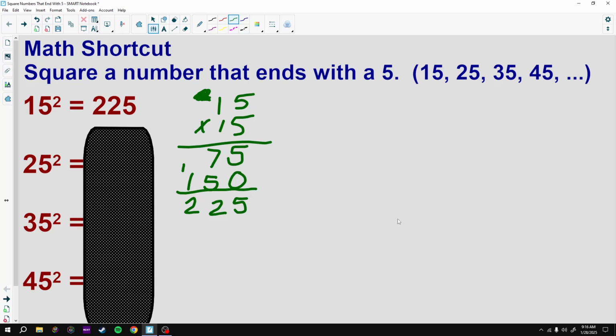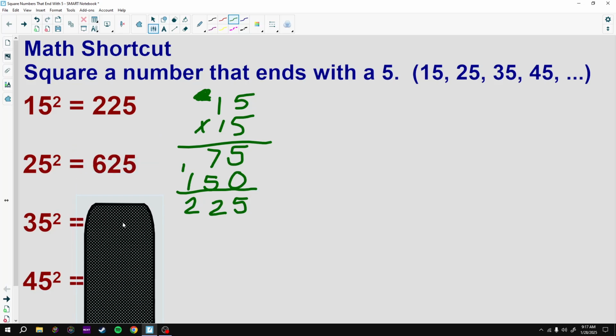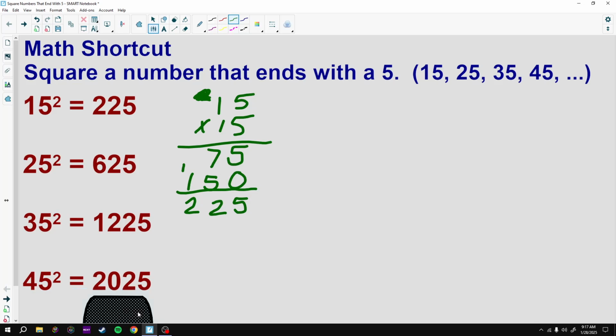Wouldn't it be nice if there was a shortcut to doing these? So let's just show the rest of these numbers here. Here are the actual answers. Well, one thing that might jump out at you right away is that all of these answers end in 25. So it appears that that is a given, and it's true. No matter what number you have that ends in 5, if you're going to multiply it by itself, or in other words, square it, you're always going to end with 25. Okay, so we'll just accept that as a thing that's true.